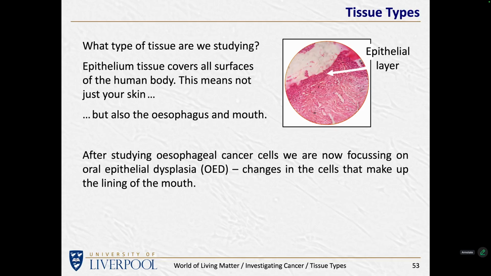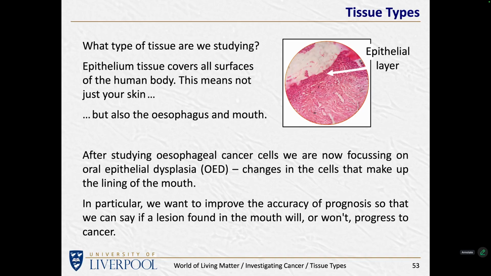And after studying esophageal cancer for the last few years, we've been focusing on a particular condition in the mouth called oral epithelial dysplasia, or OED. This refers to a condition in which there are changes in the cells that make up the lining of the mouth. That could be the tongue, the cheek, the gums, etc.